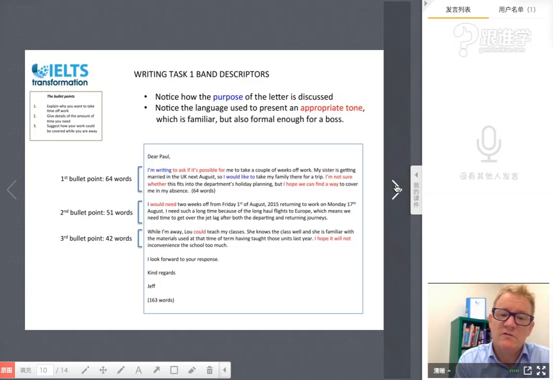So here it is in my letter. Look at the purpose of the letter. It's in blue. Dear Paul, I'm writing. Like I said, I'm writing to plus a verb. I'm writing to ask you, I'm writing to inform you, to thank you, to compliment you, I don't know, whatever the situation is. And then, so I would like, so that's the result of the purpose. And look at the tone in here.